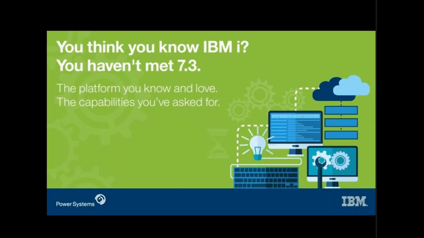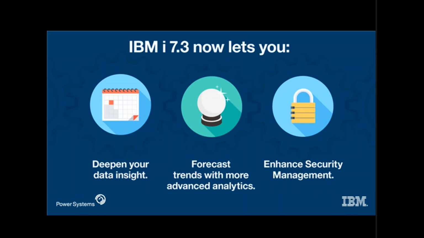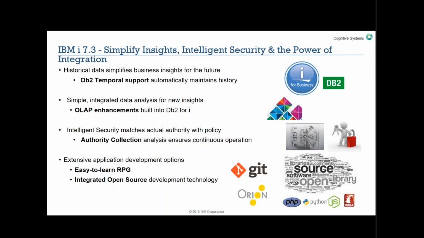So here's the first of a couple of what we call marketing tiles, showing that if you haven't seen IBM i 7.3, maybe you didn't know what was in it, now's a good time to look at it, especially if you're at IBM i 7.1. And this is the second one, a little marketing slide that shows you what's in there. So I'd like to focus on some of those specifics, being the technical guy.